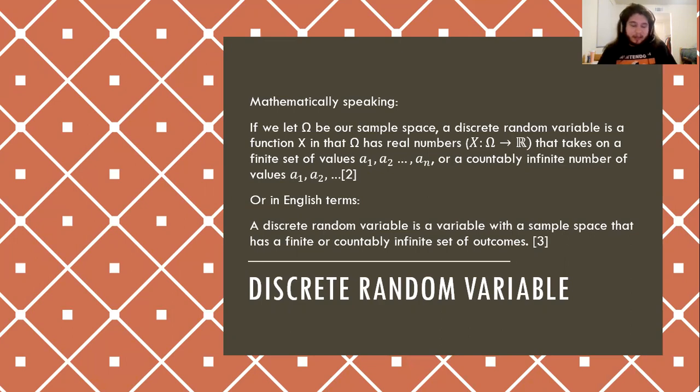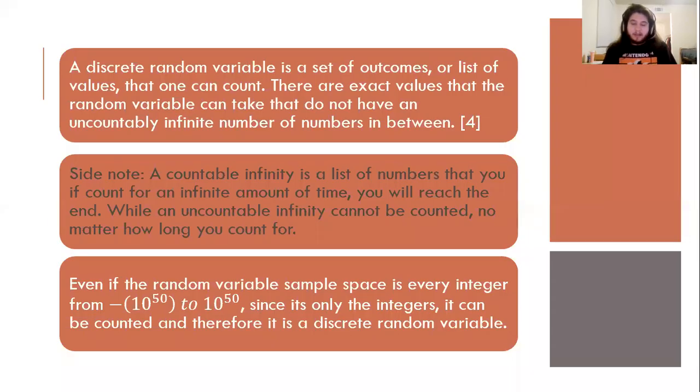Alternatively, another way to explain it is that a discrete random variable is a variable whose set of outcomes can be counted. These values are exact and do not have an uncountably infinite amount of numbers in between. Quick little side note for those who don't know, a countable infinity is a list of numbers that you can count for an infinite amount of time and you will eventually reach any given number, while an uncountable infinity cannot be counted no matter how long you count for. Even if the random variable sample space is every integer from negative 10 to the 50th to 10 to the 50th, since it's only the integers, it can be counted and is therefore a discrete random variable.